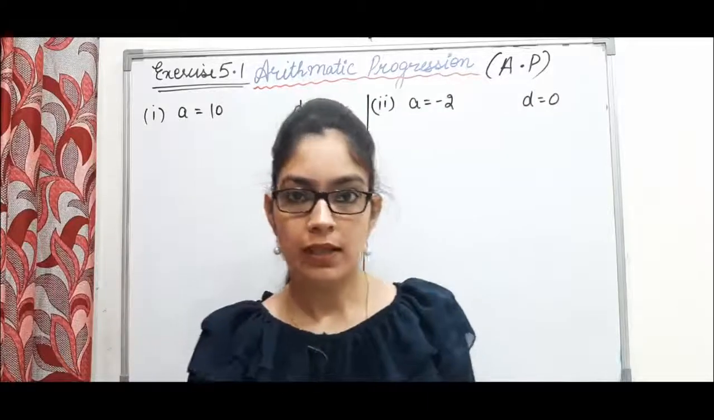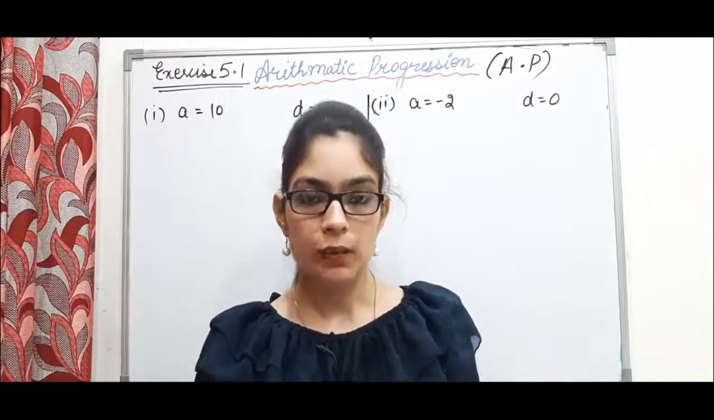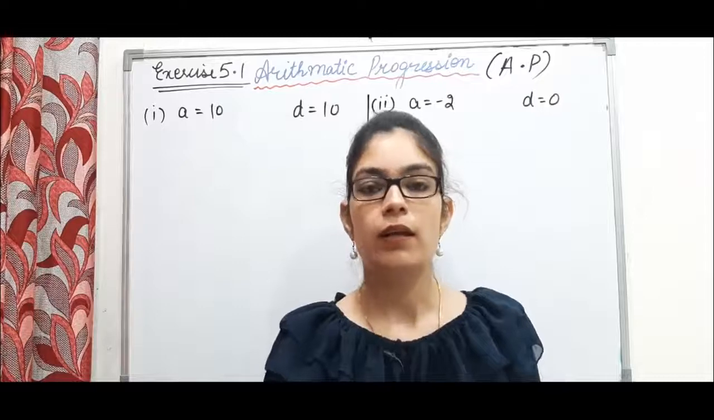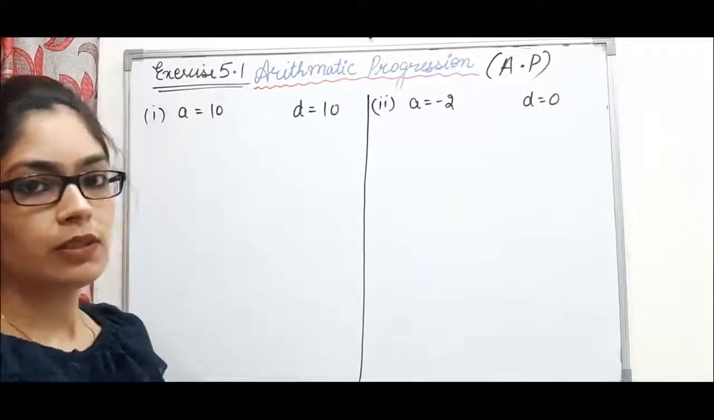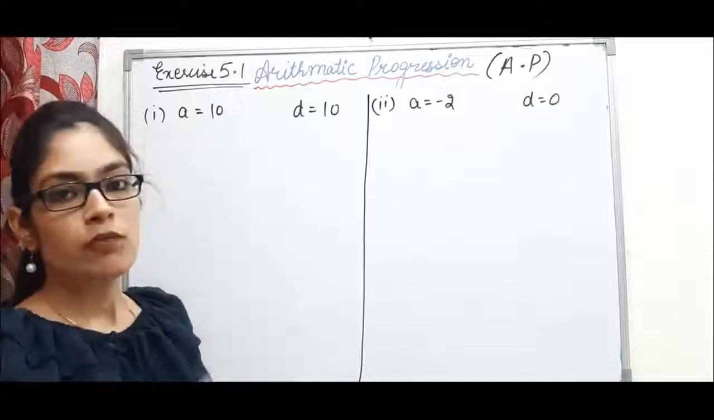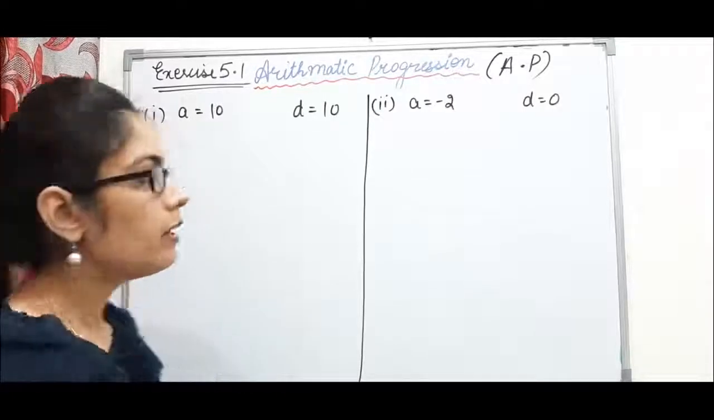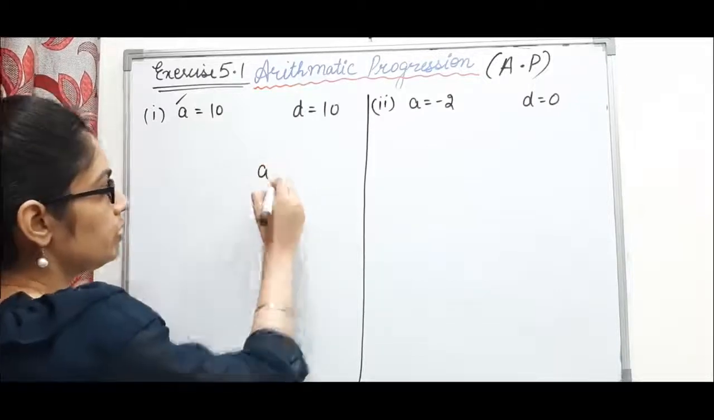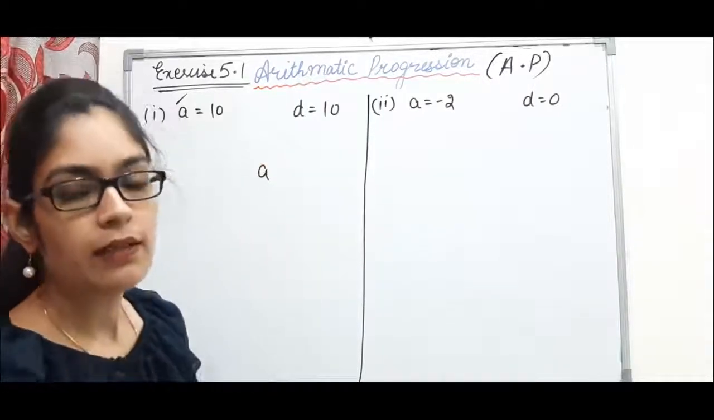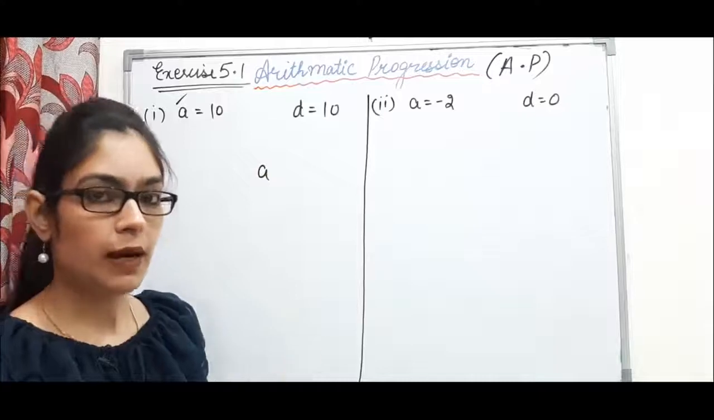In this video, we will continue with the second and third questions of exercise 5.1, arithmetic progressions. So, let us start. In the second question, we have to find the first four terms of an AP, where the first term is given to us as small a, and small d refers to the common difference. So, why common difference?